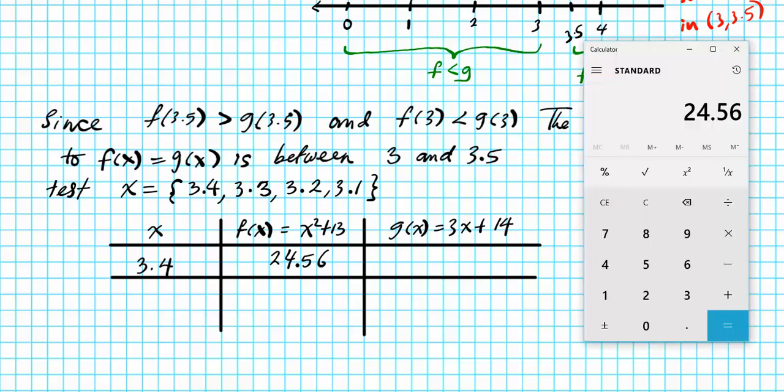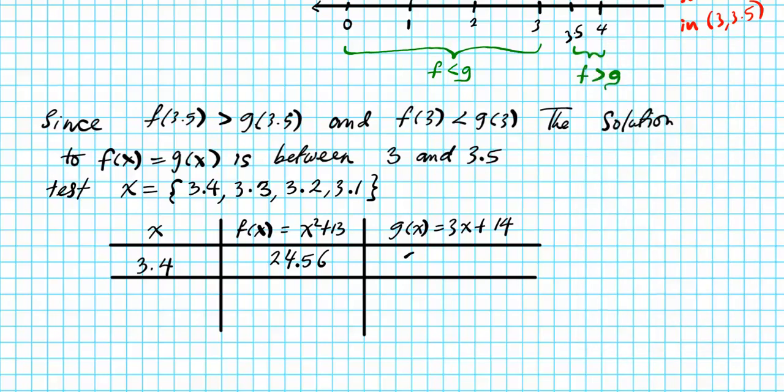Okay, and then let's go ahead and plug it into G. So you triple the input, 3.4, and then you add 14. And you end up with 24.2. What do you notice here? F is still greater than G. Okay, but not by too much. It's kind of shrinking, so it tells you we're kind of approaching the answer.